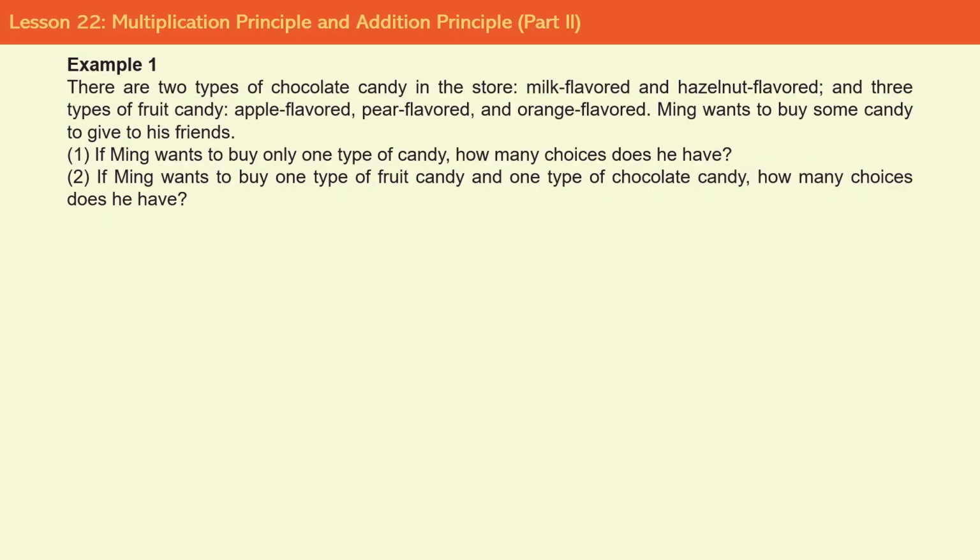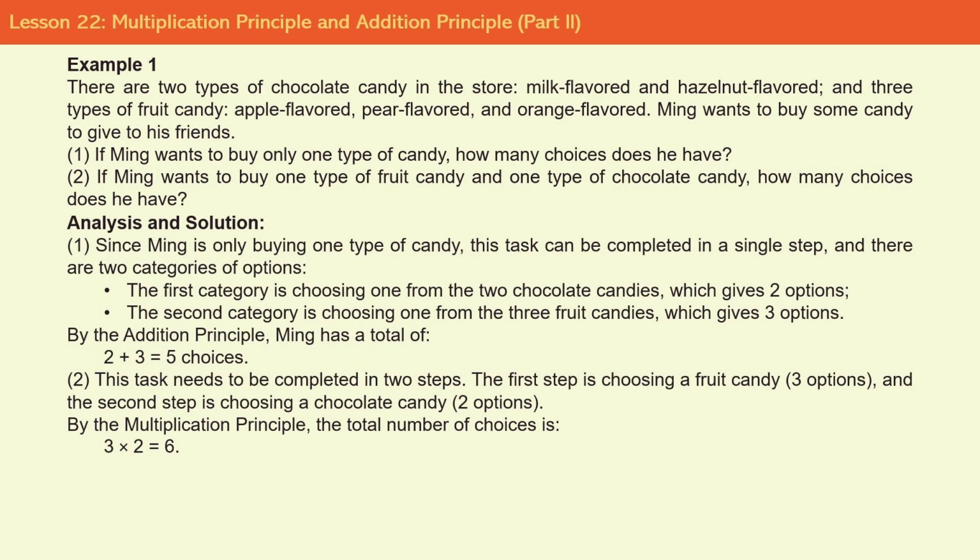Example 1. There are two types of chocolate candy in the store, milk-flavored and hazelnut-flavored, and three types of fruit candy, apple-flavored, pear-flavored, and orange-flavored. Ming wants to buy some candy to give to his friends. Question 1. If Ming wants to buy only one type of candy, how many choices does he have? Question 2. If Ming wants to buy one type of fruit candy and one type of chocolate candy, how many choices does he have?